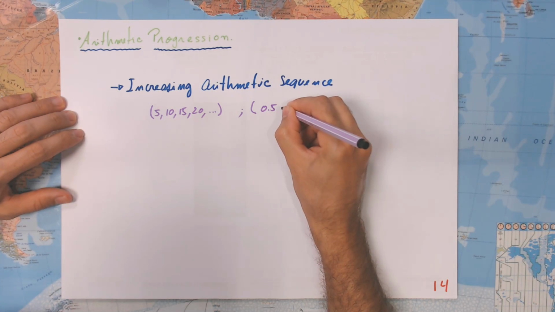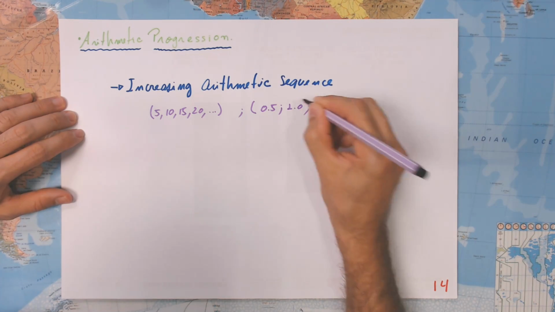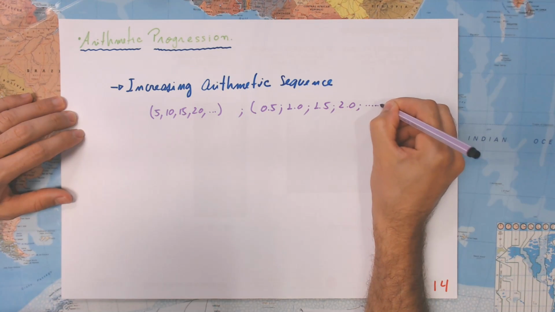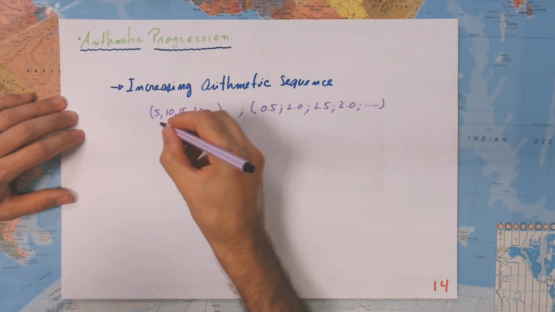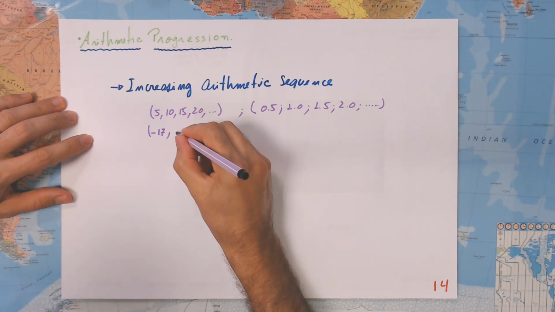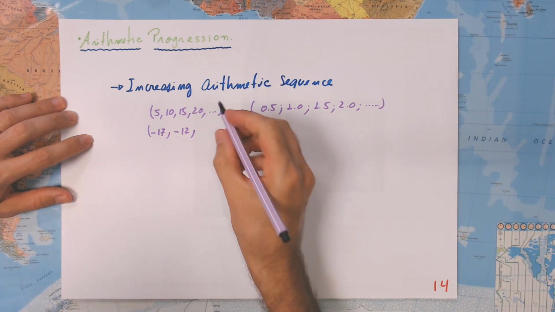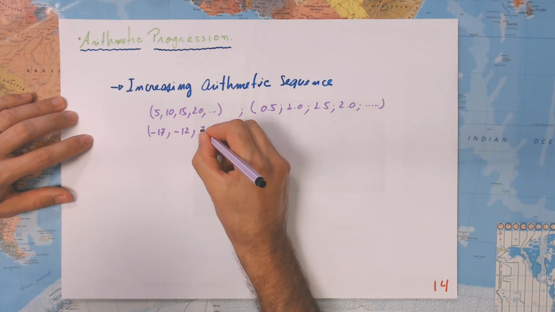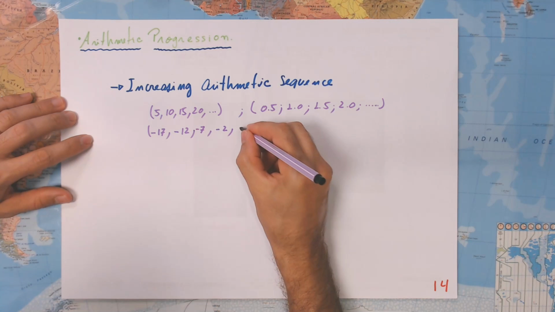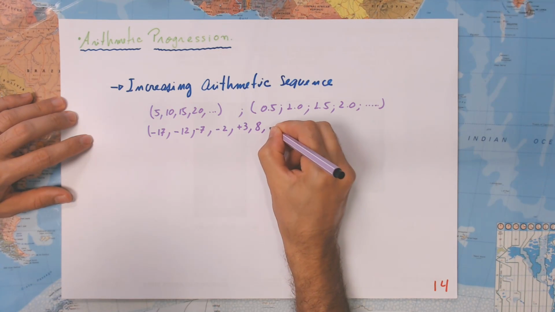0.5, 1.0, let's put it like this, 1.5, 2.0, and so on. Or we could have, for instance, minus 17, minus 12. I'm just adding 5, right? And the next one would be minus 7, right? Then minus 2, then plus 3, 8, and so on.